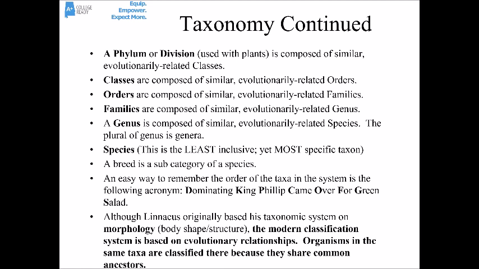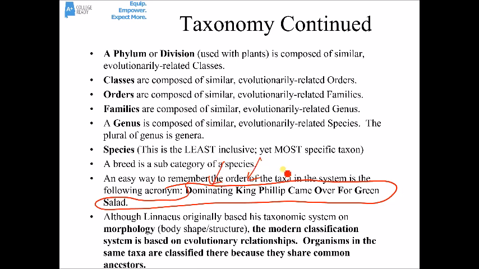An easy way to remember the order of the taxa is using an acronym. There are lots of different ones. One of the most popular ones right now is this one. Dominating King Philip came over for green salad. So again, that's domain, kingdom, phylum, class, order, family, genus, and species.